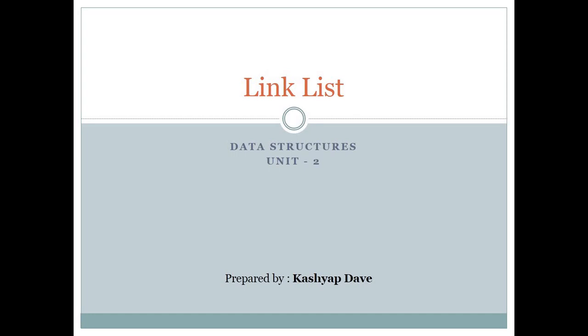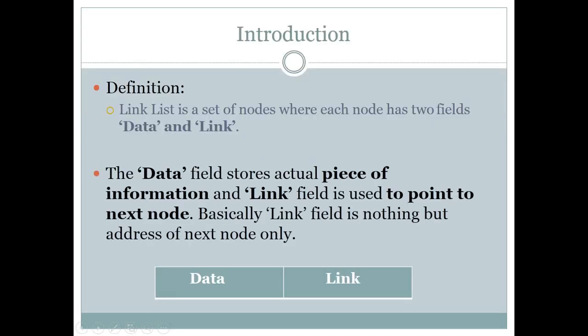In this video lecture we are going to learn about linked list. So let's understand it by its definition. A linked list is a set of nodes where each node has two fields, data and link. In the data field we will store our element's value, and in the link field we will store the address of our next node. We will have a node. In that node we will have two parts. First will be data and second one will be our address, or we can say link to the next node.